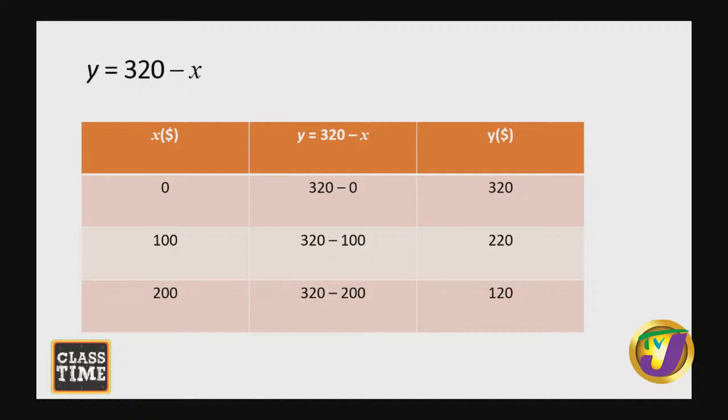Oh, yes. And so when the cost for the patty is $100, supposing it is $100, and we substitute that value for X in the equation, we notice that the orange juice, after subtracting 100 from 320, costs 220. And if we substitute 200 for X in the equation, subtracting that from 320, it would be 120.